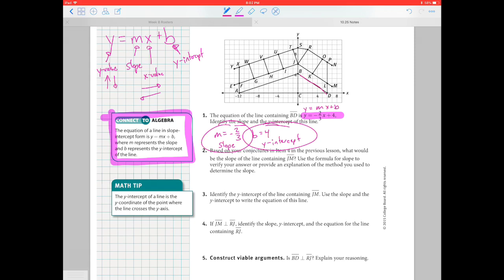So based on your conjectures in item 4 from the previous lesson, what would be the slope of the line containing JM? So here's the line segment JM. We want to know what the slope of that is. So if we look at this right now, they look parallel. And in 8.1 we said if they're parallel lines, then they should have the same slope. So then our answer here is if our slope was negative 2/3, our slope here should also be negative 2/3.